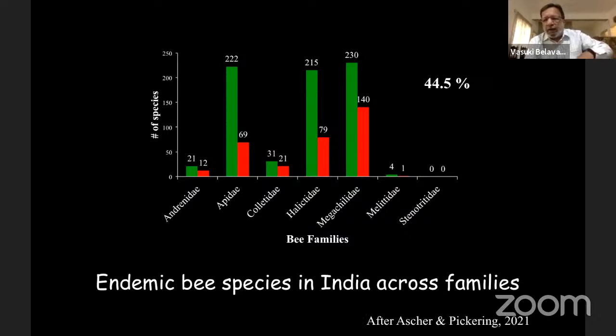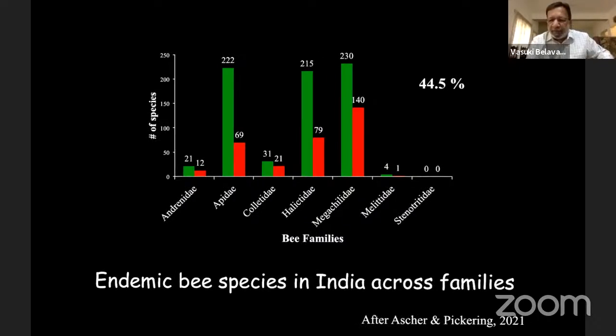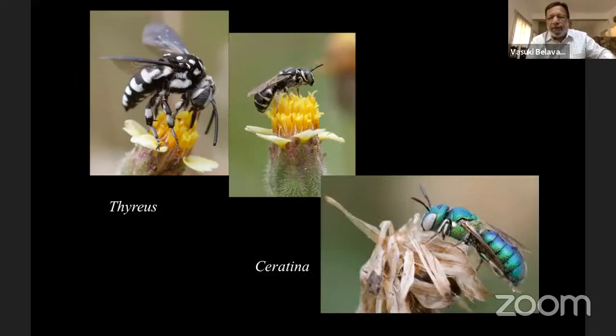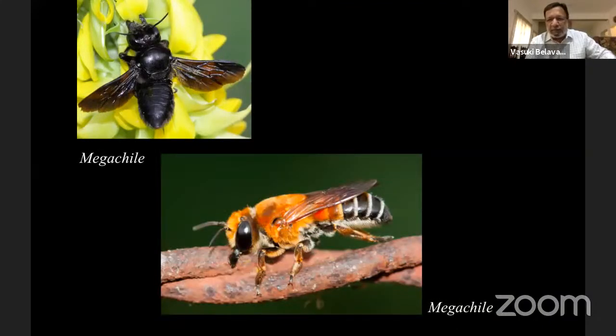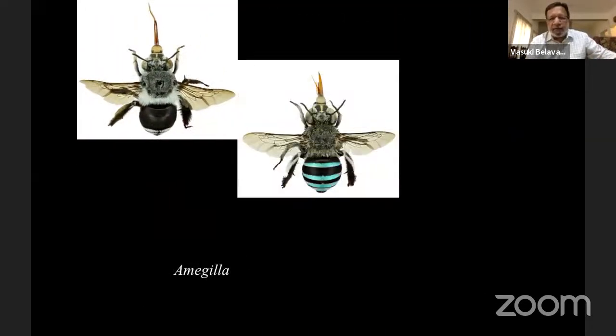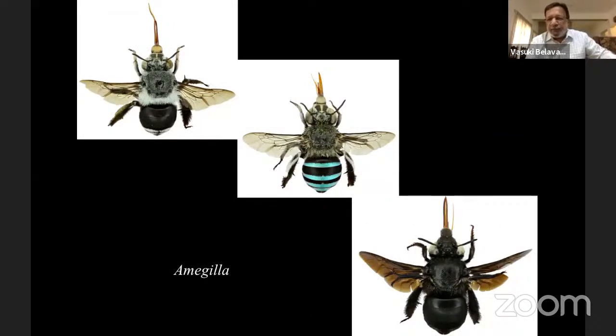Now, this is based on Ascher and Pickering 2021, and we also have a paper similar to that. So some of the bees are solitary. I told you that there are nearly 723 species of bees in India, which are solitary, and only 5 species of bees are honeybees, which are social. Okay, so Thyreus, Ceratina, and there are species like Megachile and Xylocopa. There are several species in India. And we also have one very interesting genus, Amegilla, which is an excellent pollinator of many crops, including solanaceous crops that we cultivate.